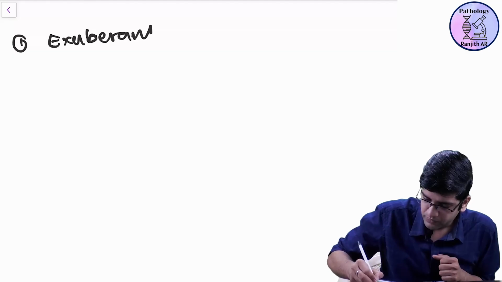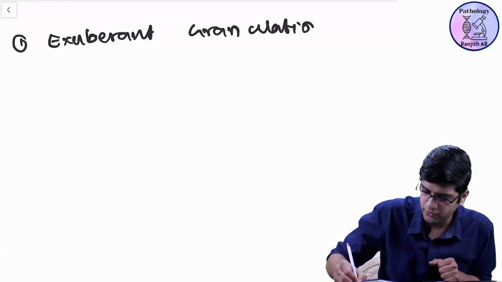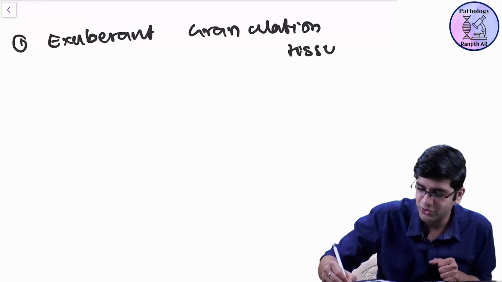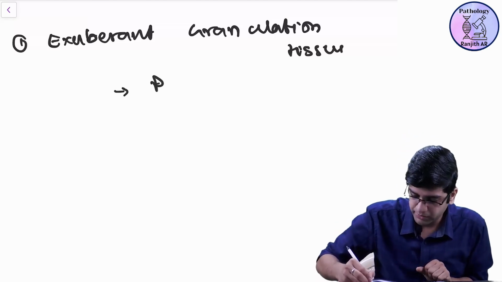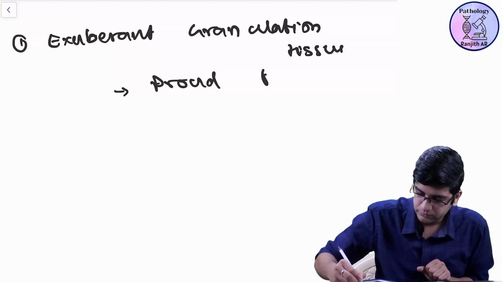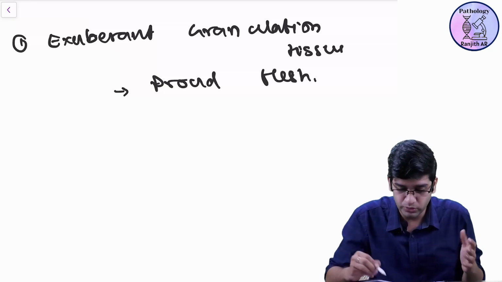exuberant granulation tissue. Granulation tissue is good for me, but we always know that too much of anything is good for nothing. Exuberant granulation tissue is also called proud flesh. See, the simple thing is, my granulation tissue is being formed too much, more than what I require.